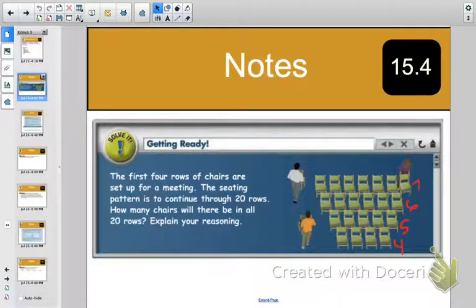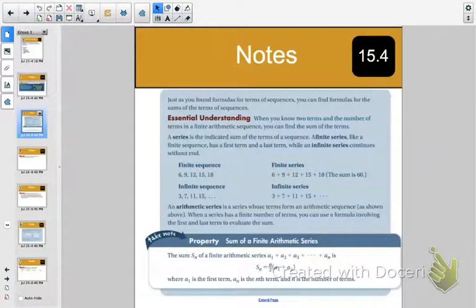But it says how many chairs will there be in all in 20 rows. So in all means you're going to add all of these together all the way up to 20. So when you're adding them all together, that's what makes this a series versus a sequence.